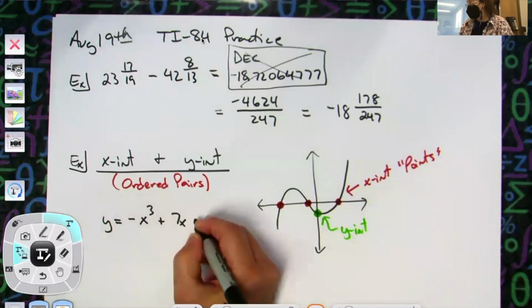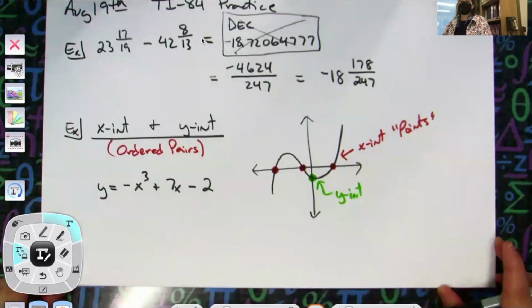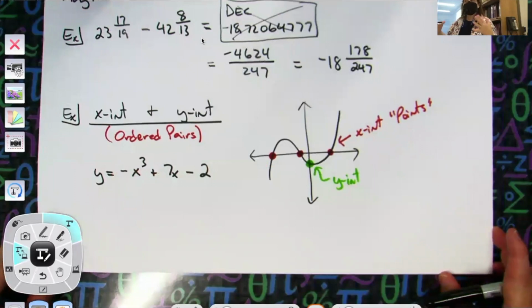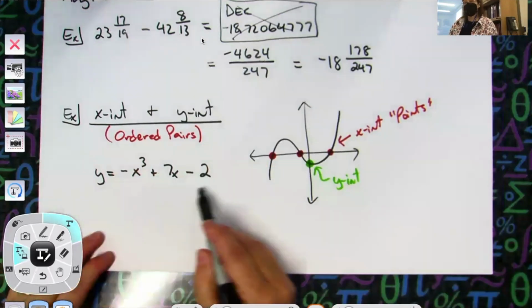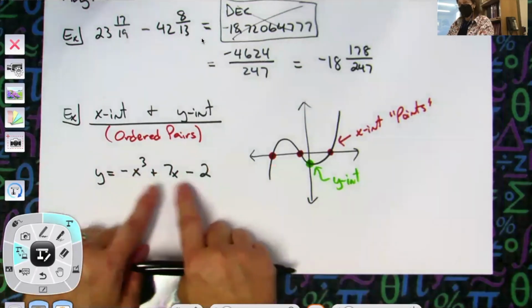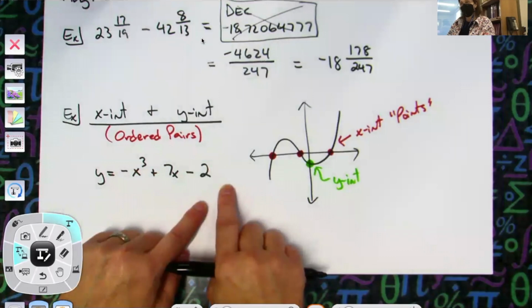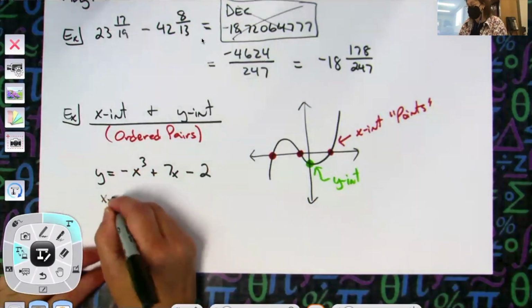7x minus 2. It's a cubic equation. We had talked about cubic equations on Monday. I kind of showed you what they look like. Now, what I want you to do with your graphing calculator, and see here again, I am expecting that at this point you've got it memorized because we've done it enough. Put this into y1 and then find all of your x-intercepts and then find your y-intercept. So I'm asking you to recall what was done on Monday.